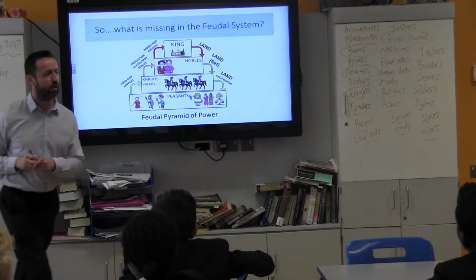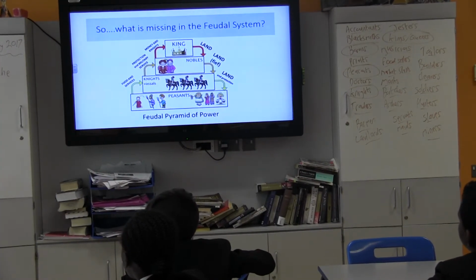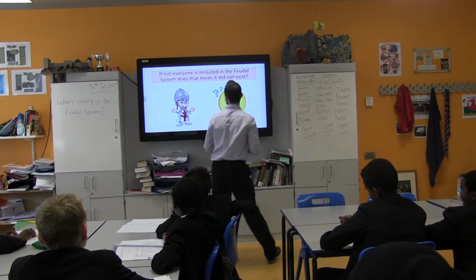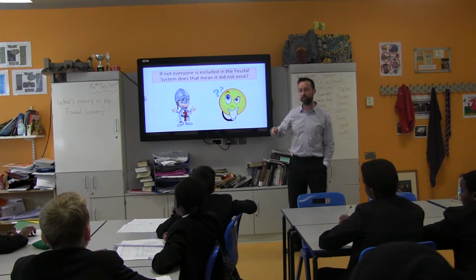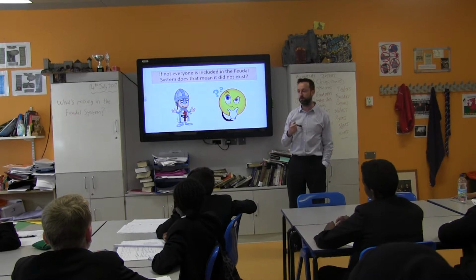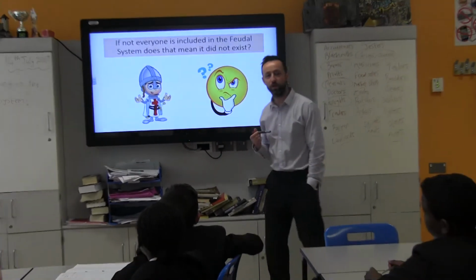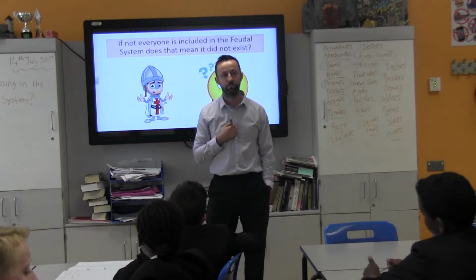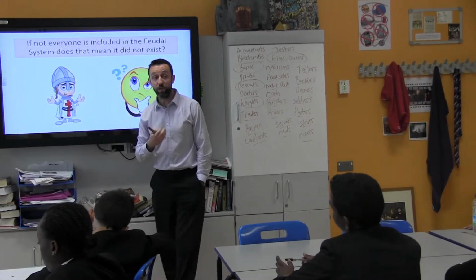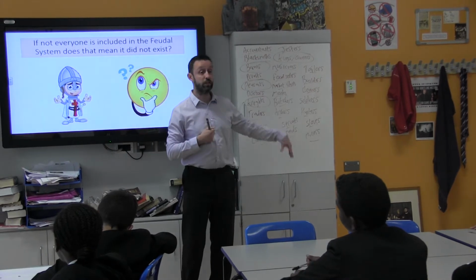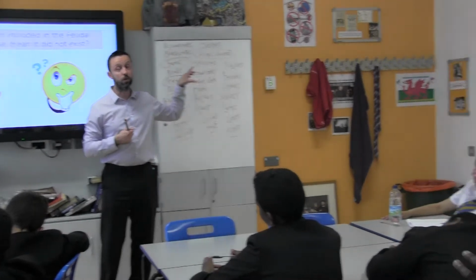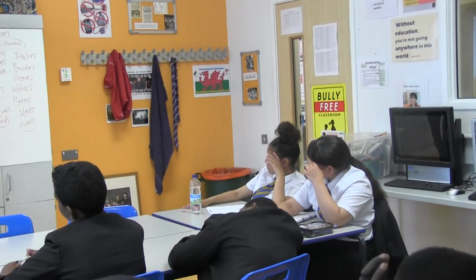Does it strike you as strange? Cobblers. Cobblers, great word, yeah. You weren't just shouting cobblers at me? No. Okay. So, if not everyone is included in the feudal system, can it still have existed? No. Yes. Got two opposing views here. Ishmael, you go first. Why not? You need all those things in the feudal system. So, we can say definitely all of these people existed in medieval England. But does that mean the feudal system can't exist? What do you think?